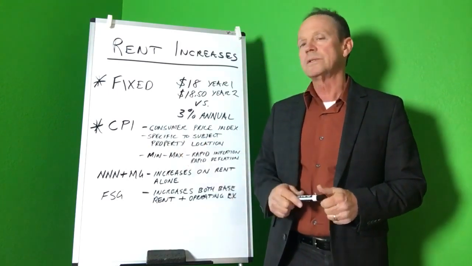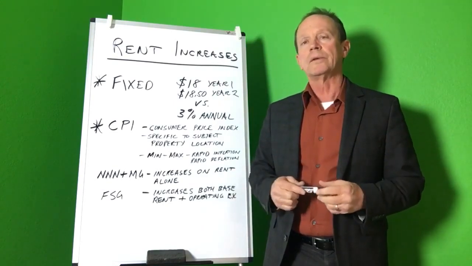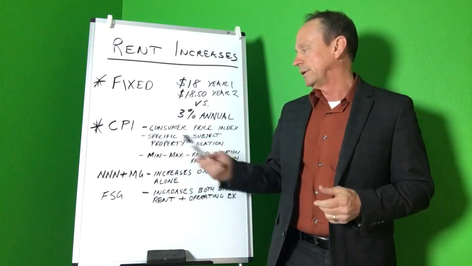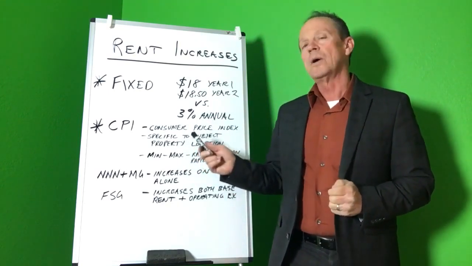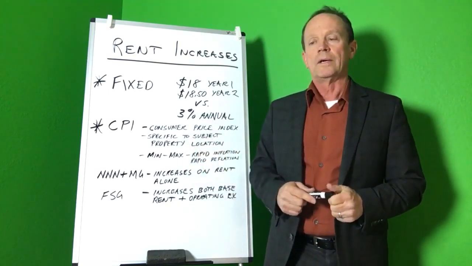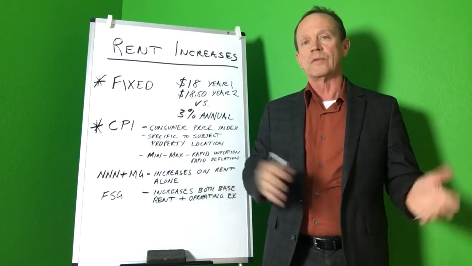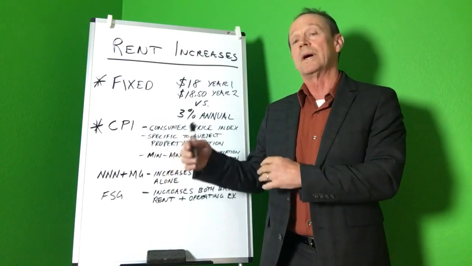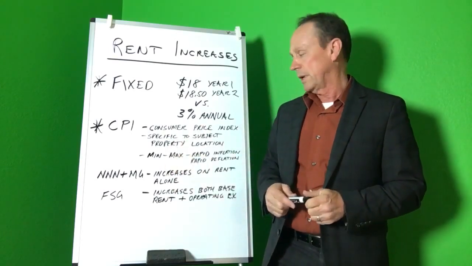Another way of doing this is on a consumer price index. It's published by the federal government, and it's specific. I suggest you do it specific to where the property is located. For example, here in the Southwest, you're going to want to use one in the Southwest. You're not going to want a CPI that is, say, in the Northeast part of the country.